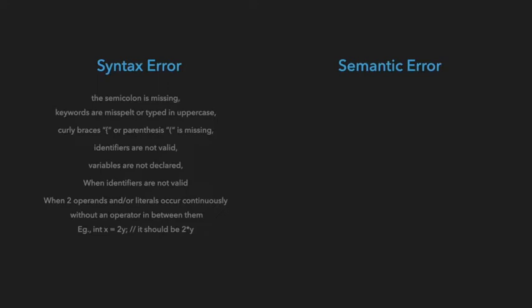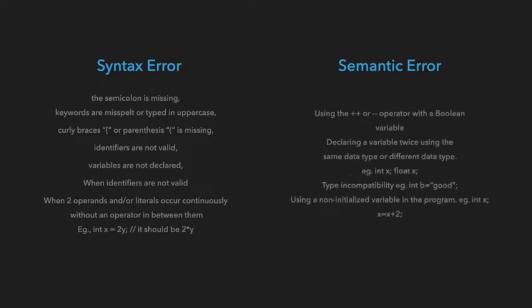Then we come to semantic errors. Now, what is semantic? Semantic deals with the more logical aspect of the syntax. What do I mean by that? Let's look at a few examples. As you can see here, using the increment or decrement operator with a Boolean variable. Let's say I say boolean A is equal to true. I can't write A++. I mean, Boolean just has true or false, two values. You can't increment true to be true plus one or anything like that.